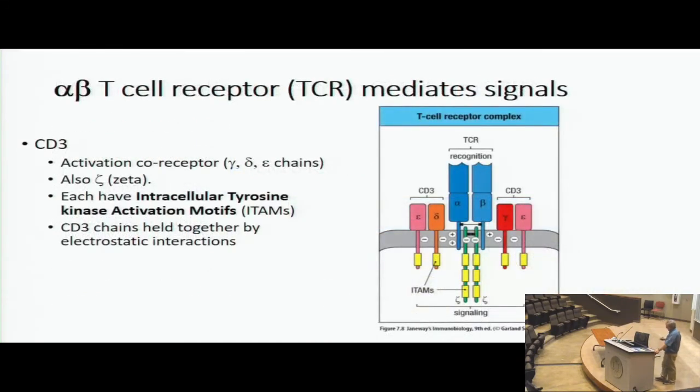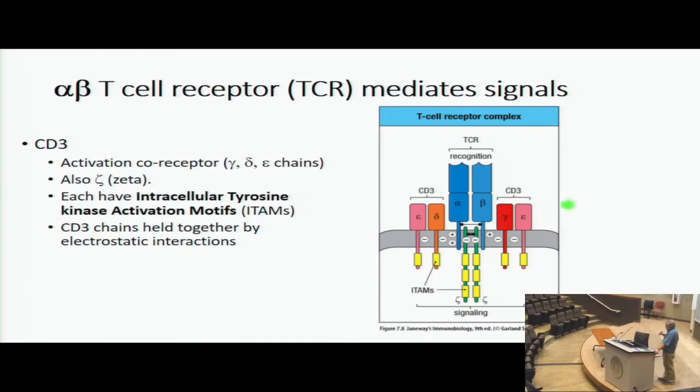So there's a diagram of the T cell receptor. These are the alpha and beta chains, and there are several chains associated with it, and they're all signaling molecules. So here's CD3. You can see there are actually four chains in this diagram, and they're collectively called CD3. So you've got an epsilon chain, a delta chain, a gamma chain, and another epsilon chain. And there's another chain which is mostly intracellular, with very little of it sticking out of the cell, and that's called zeta.